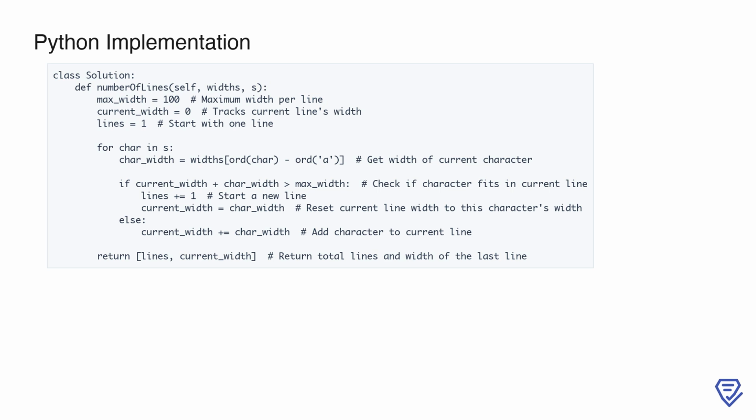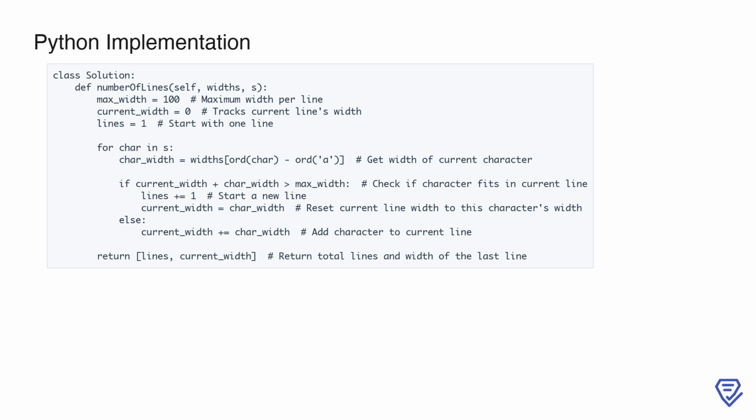Step-by-step explanation. 1. Initialization. max_width is set to 100, representing the maximum width allowed per line. current_width starts at 0 to track the width of the current line. lines is initialized to 1 because we begin with the first line.